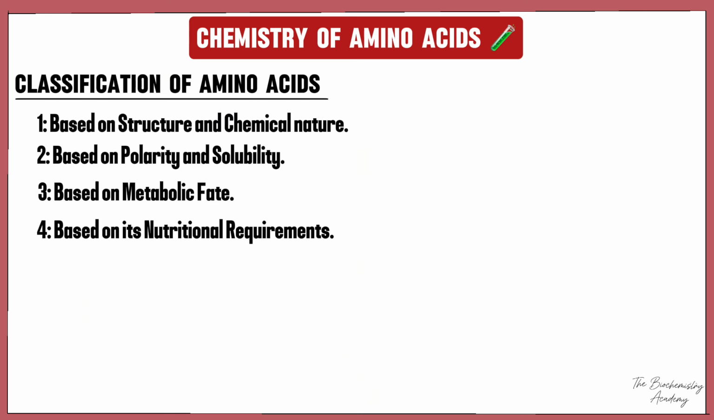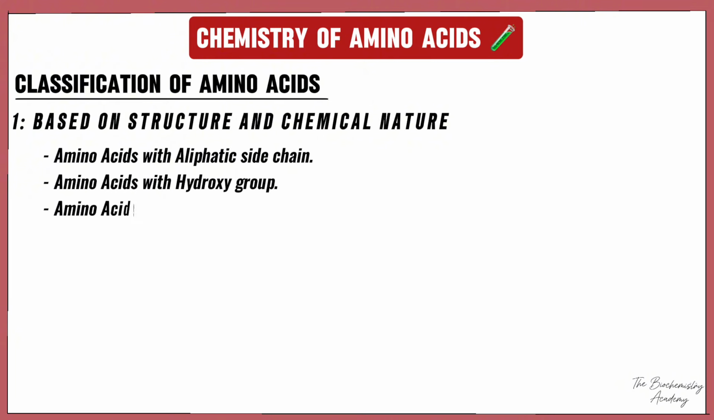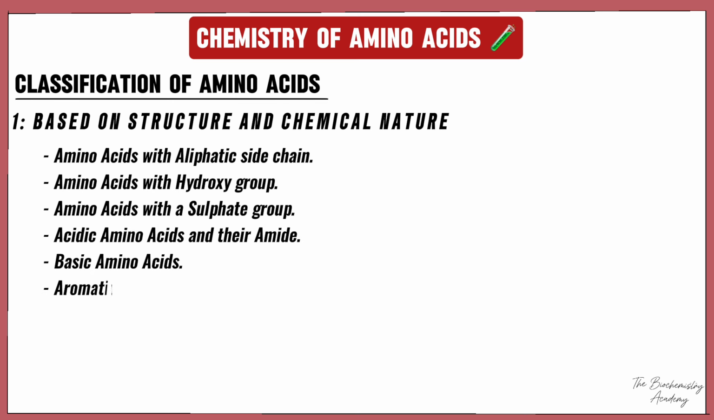The first classification, which is based on structure and chemical nature, is also divided into subgroups, which are 1. Amino acid with an aliphatic side chain. 2. Amino acid with a hydroxy group. 3. Sulfur containing amino acid. 4. Acidic amino acid and their amide. 5. Basic amino acids. 6. Aromatic amino acids. 7. Imino amino acids.